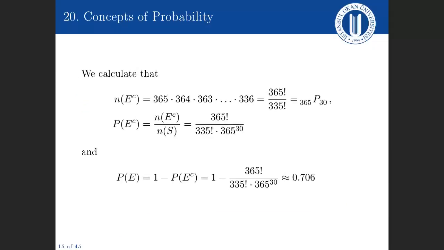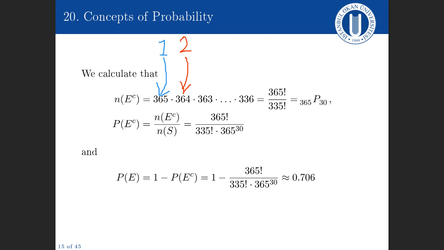So how many elements are in E complement? Let's count this. Student number 1 could have any birthday, 365 different days in a year, so there's 365 different birthdays. That's student 1. What about student number 2? Student number 2 needs to have a different birthday. We've already used 1 day, so that leaves 364 different days for student number 2.